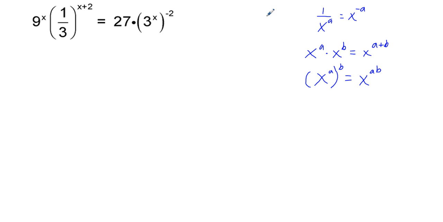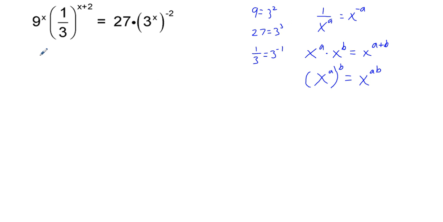So I'm going to write what we can rewrite these as. 9 we can rewrite as 3 squared. 27 we can rewrite as 3 to the third power, or 3 cubed. And 1/3 we can rewrite as 3 to the negative 1 power. And so we're going to take advantage of these conversions.